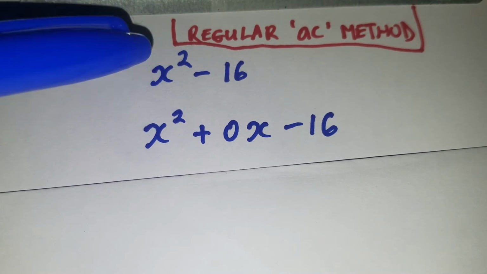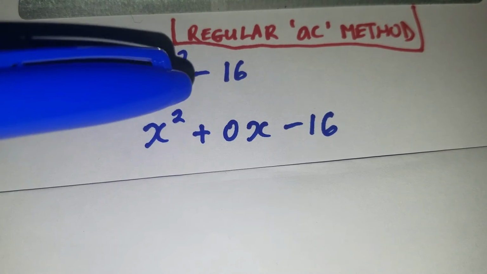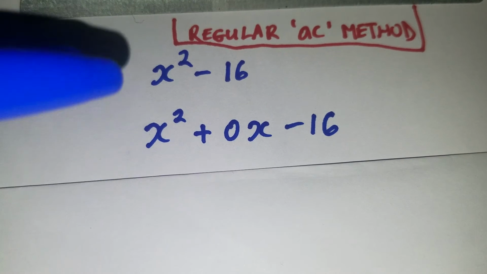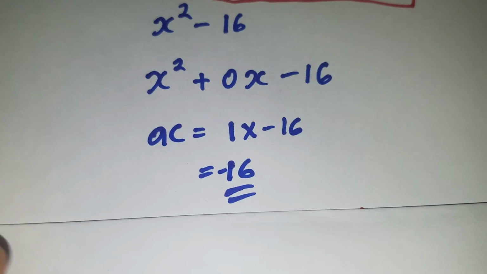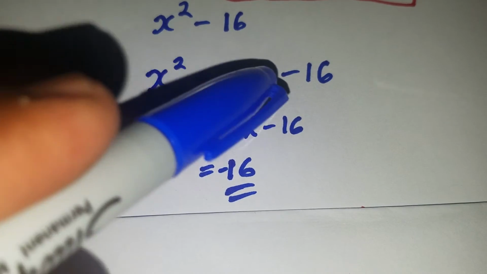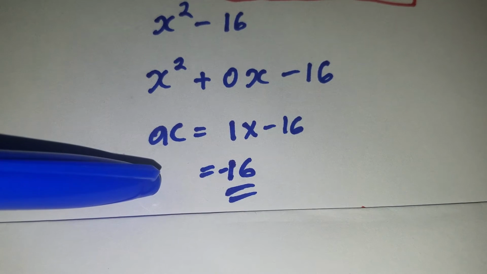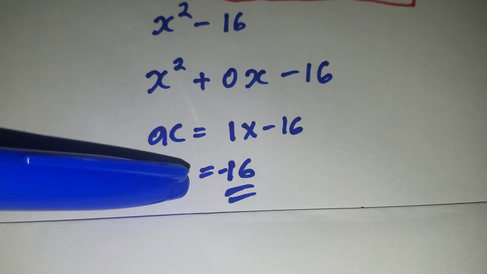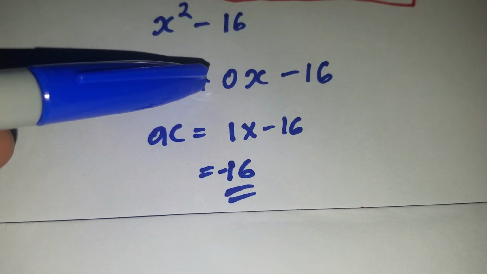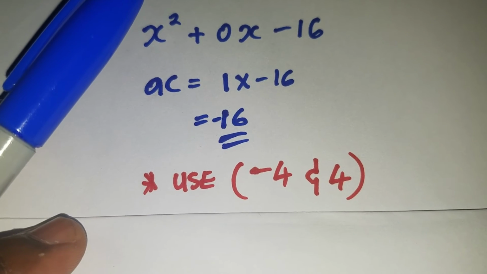So what happens is that there's no x term in the original expression. However, we need to have some form of representation of that x term, so we just put 0 as a placeholder. And then from there, we carry out the AC method. So a would be 1, c would be negative 16. So 1 times negative 16 gives us negative 16. And the two numbers that multiply to give negative 16, but those same two numbers add to give 0, must be negative 4 and positive 4, as we see here.